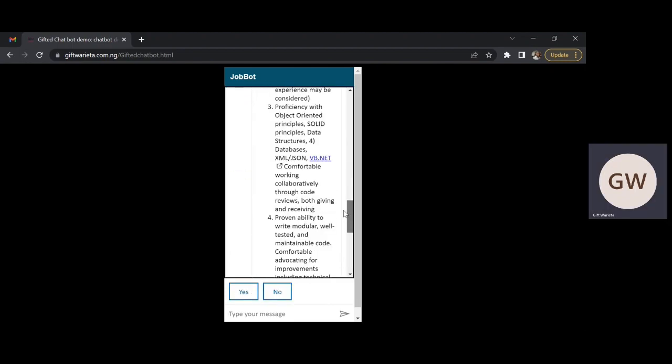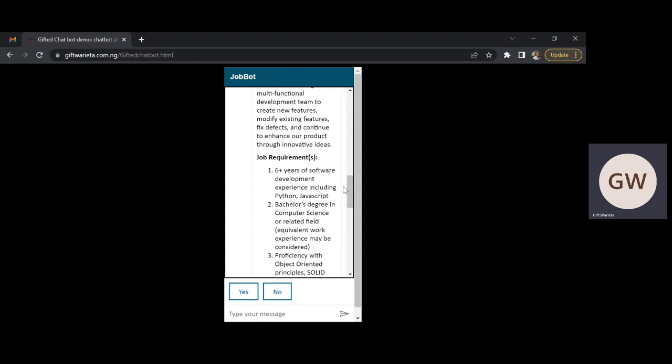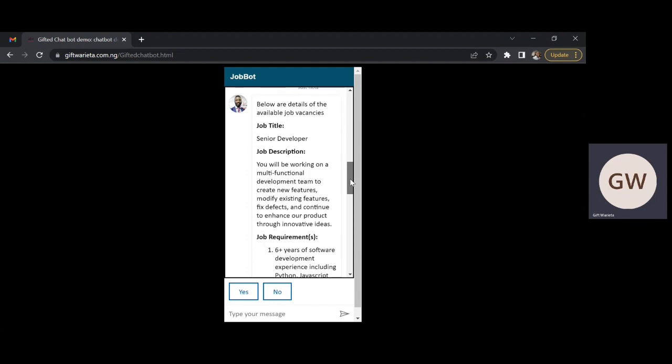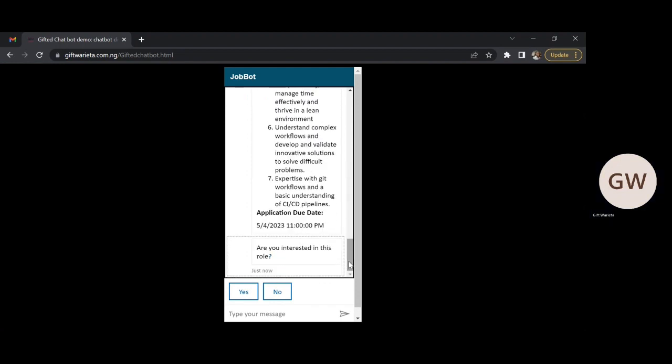Wow, so we've got a job that is available. This job here is dependent on what is in the database. It also makes use of other algorithms, like checking if that job is still vacant, if it hasn't passed the due date. So we have all the detailed description, and most importantly, you also see the due date. So are you interested in the role? It's either a yes or a no.